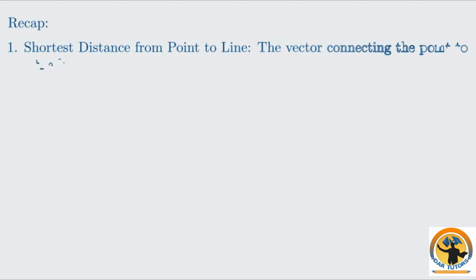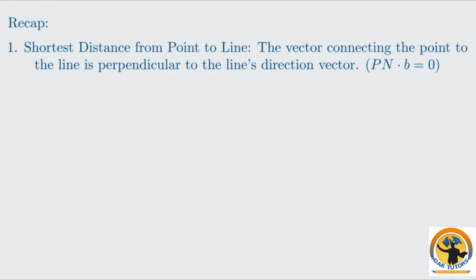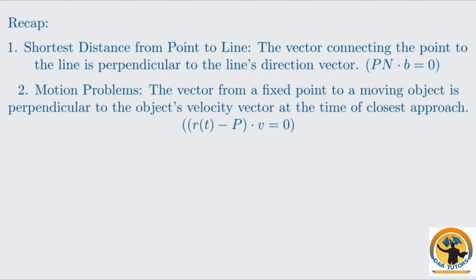Let's recap what we've learned today. We've covered 2 essential vector applications. First, we learned how to find the shortest distance from a point to a line by using the condition that the vector connecting the point to the line must be perpendicular to the line's direction vector. Second, we applied this same principle to solve motion problems, finding the time and position of closest approach for a moving object. These methods are powerful and versatile, allowing us to solve a wide range of problems in geometry and kinematics. Mastering them is crucial for success in the IB AAHL course.